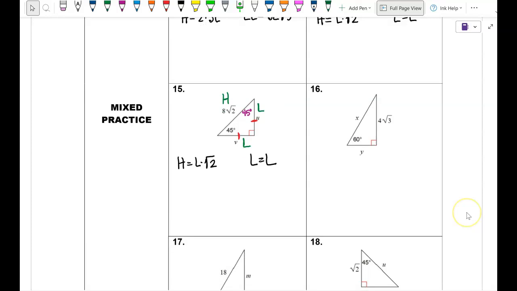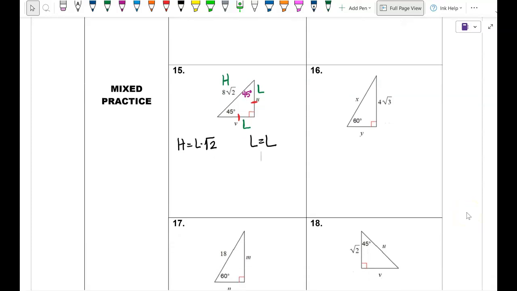Number 16, I have a 60 and a 90, which means this angle has to be 30. Opposite the right angle is x, so that's got to represent my hypotenuse. And again, because this is a 30, 60, 90, that means I have a shorter leg and a longer leg. The shorter leg is going to be opposite the 30, so y is going to represent the shorter leg, and 4 radical 3 will represent the longer leg.